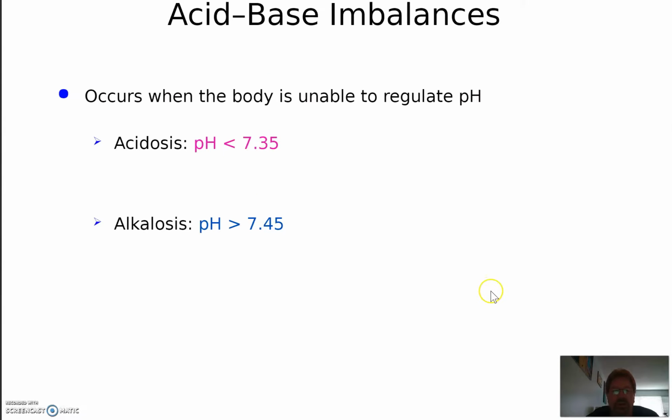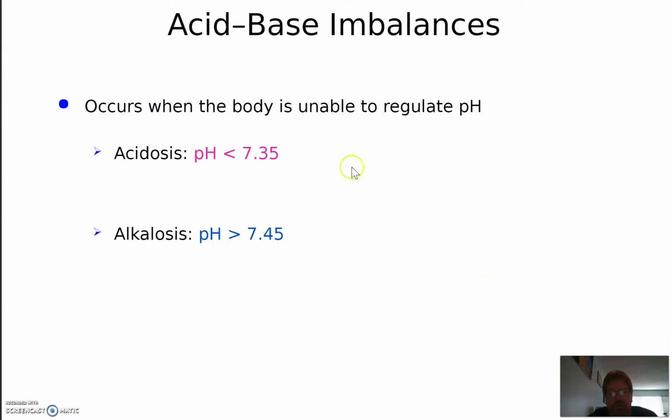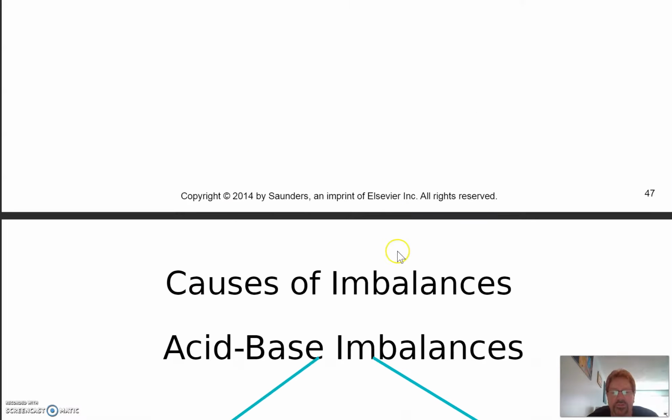Acid-base imbalances occur when the body is unable to regulate pH. If it's less than 7.35, it's said to be acidosis. Of course, this is the blood. Now, the urine has a much wider range. Alkalosis is greater than 7.45. Either of these can be fatal.